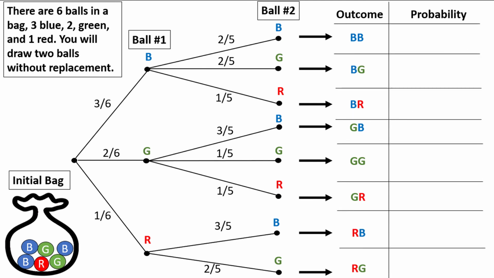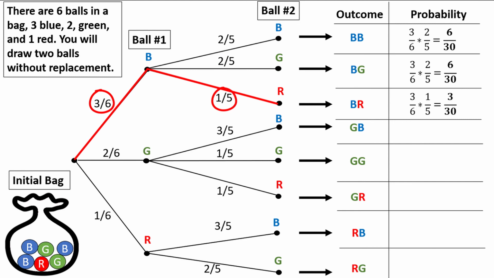Just follow the branches. Blue-blue is 3/6 times 2/5, which is equal to 6 out of 30. Blue-green is 3/6 times 2/5, which is 6 out of 30 again. Blue-red is 3/6 times 1/5, which is 3 out of 30. You could reduce these fractions, but again, I typically don't recommend it for these types of problems. As you will see, not reducing leaves everything with a denominator of 30, making adding outcomes together easier later.